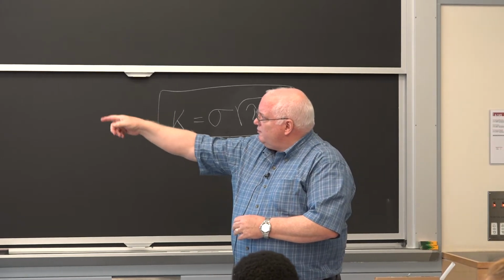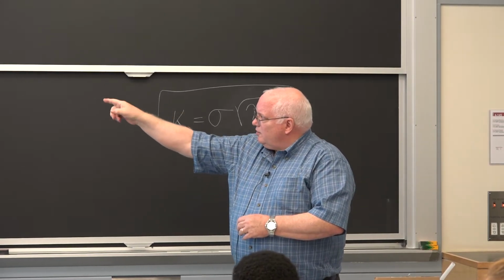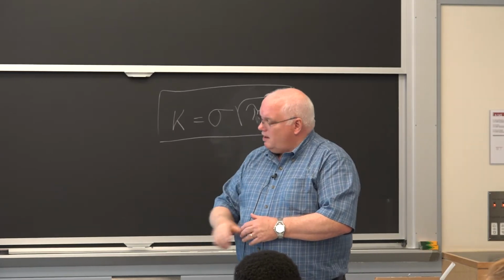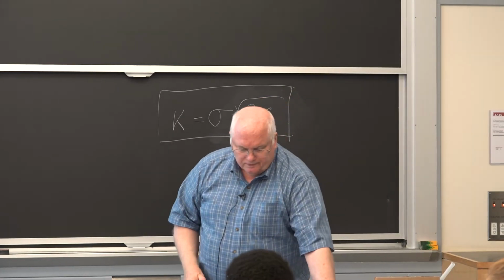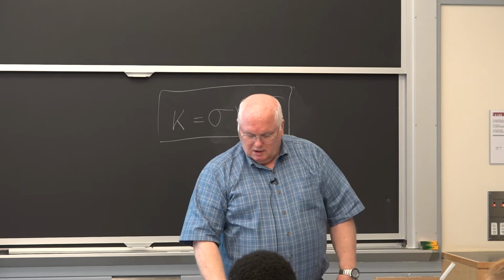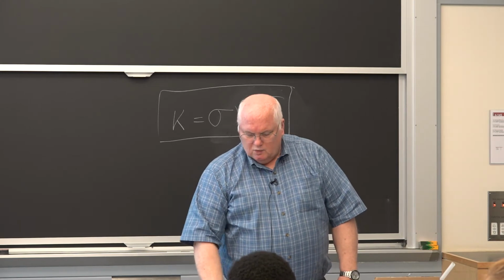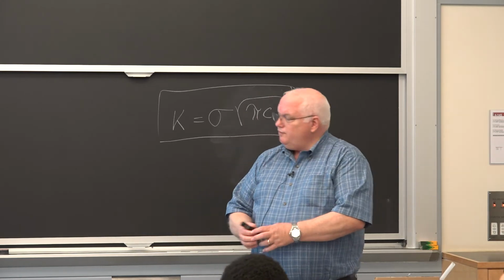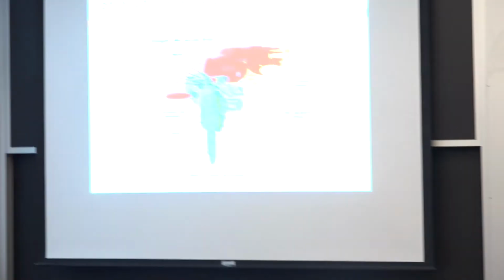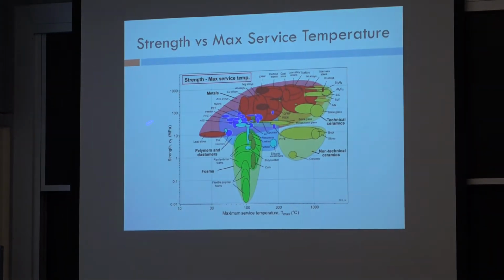And some of these diagrams actually call the upper curve, the bending down curve, the technological limit. We can also look at strength versus maximum service temperature of materials. And this is the Ashby plot. Remember, Ashby plots typically go over about 5 orders of magnitude, maybe 6, in both directions. Sometimes 7, but usually about 5 orders of magnitude.